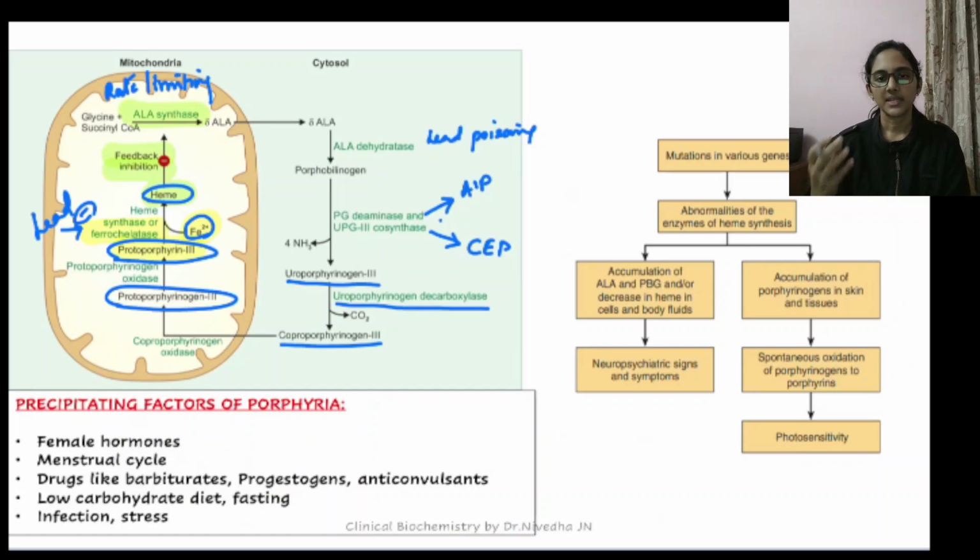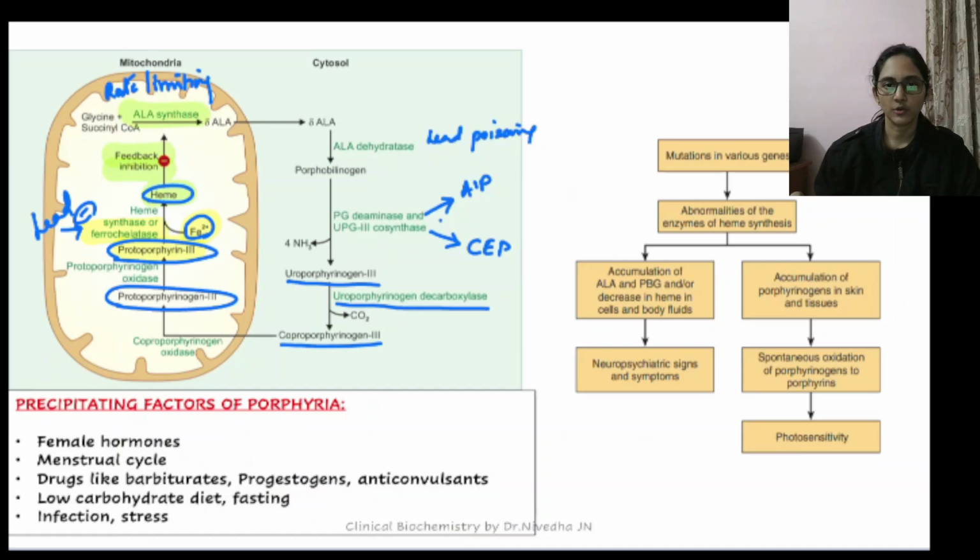So the presence of that will increase the risk for porphyria. And a low carbohydrate diet, fasting, is going to increase the risk for porphyria. So that's why in acute intermittent porphyria treatment, we give glucose. Yes, we give glucose. Then infection and stress. That is going to limit ALA synthase, and the pathway itself will get suppressed, and that will help in the treatment, acute management of porphyria.